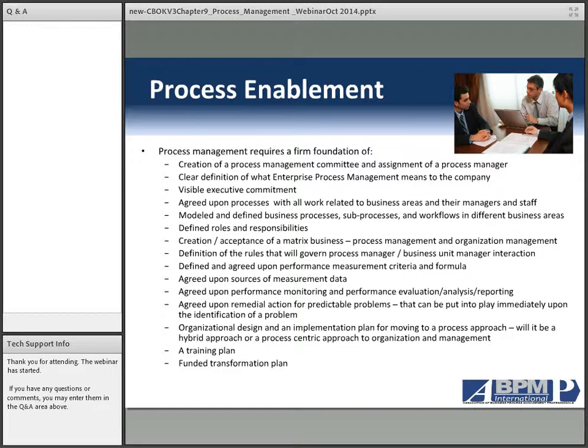So that has to be recognized and dealt with as an enablement foundation level capability as you move forward into your process management perspective on how you want to control things. You'll also need a training plan, and you'll need proper transformation funding and planning. We'll talk about planning in a little while.